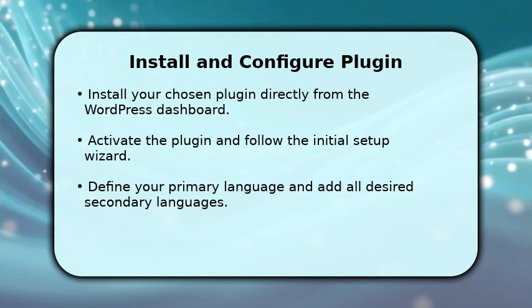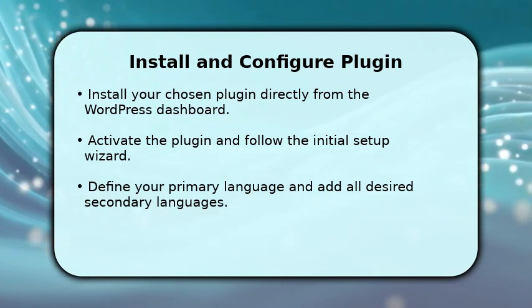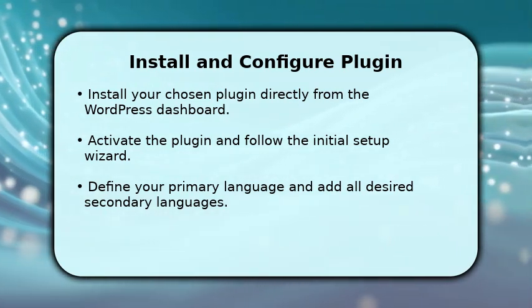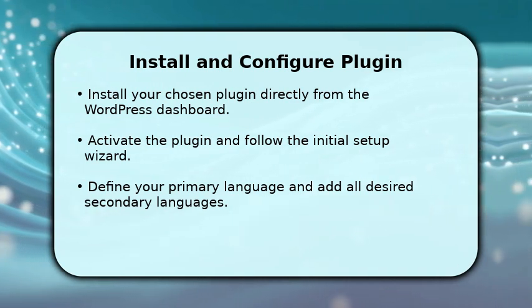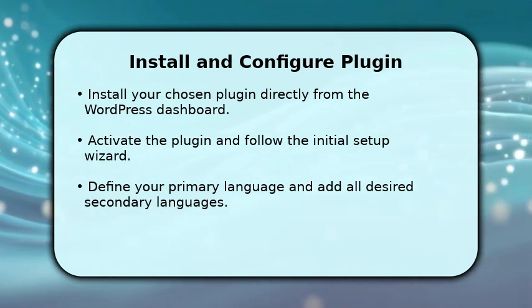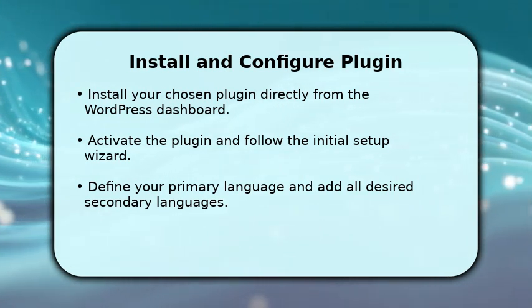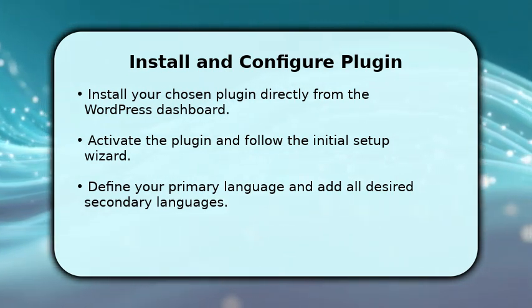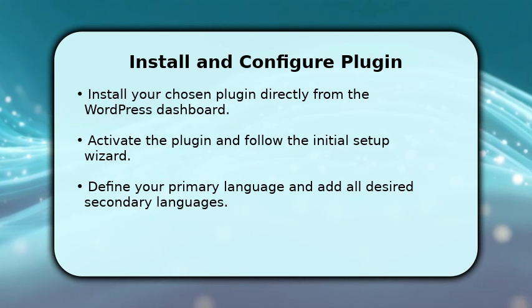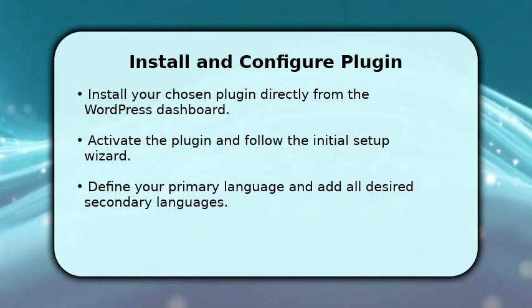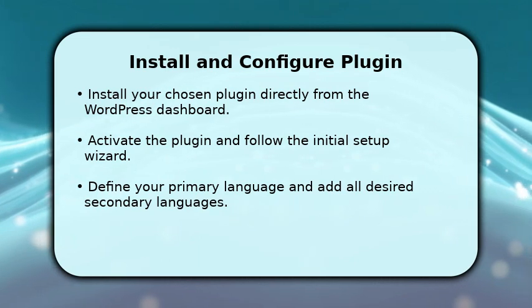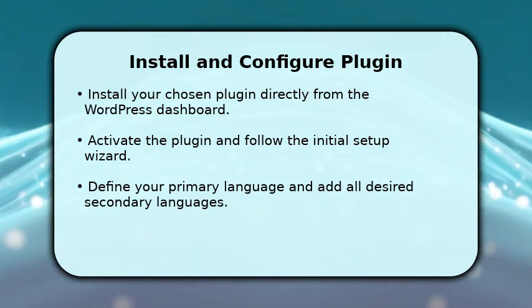Once you've selected your plugin, navigate to your WordPress dashboard. Go to Plugins, then Add New, and search for your chosen tool. Install and activate it. Most plugins will then guide you through an initial setup wizard. This is where you'll define your website's primary language and add all the additional languages you wish to support. It's a straightforward process that gets your site ready for translation.